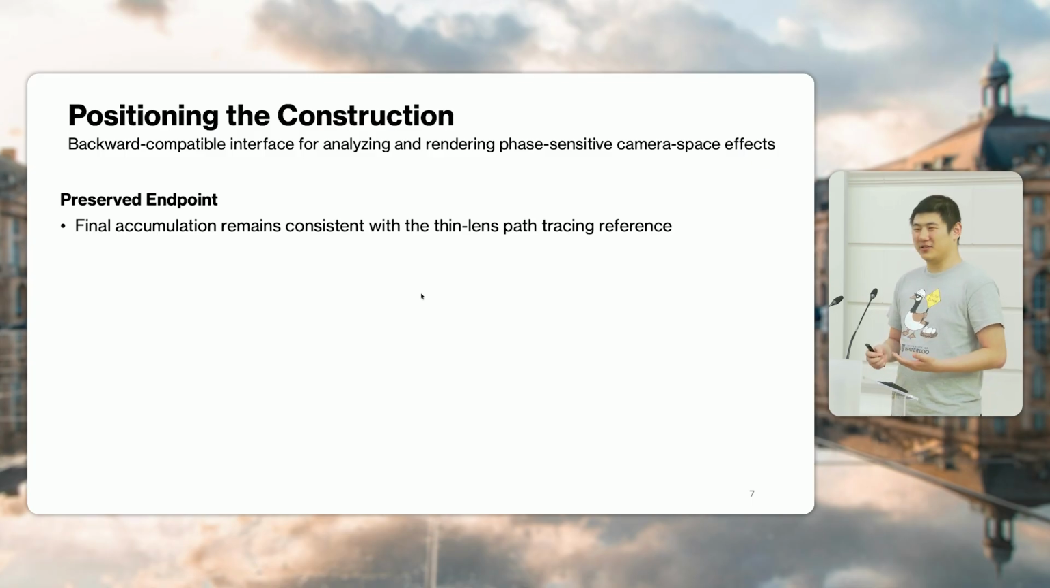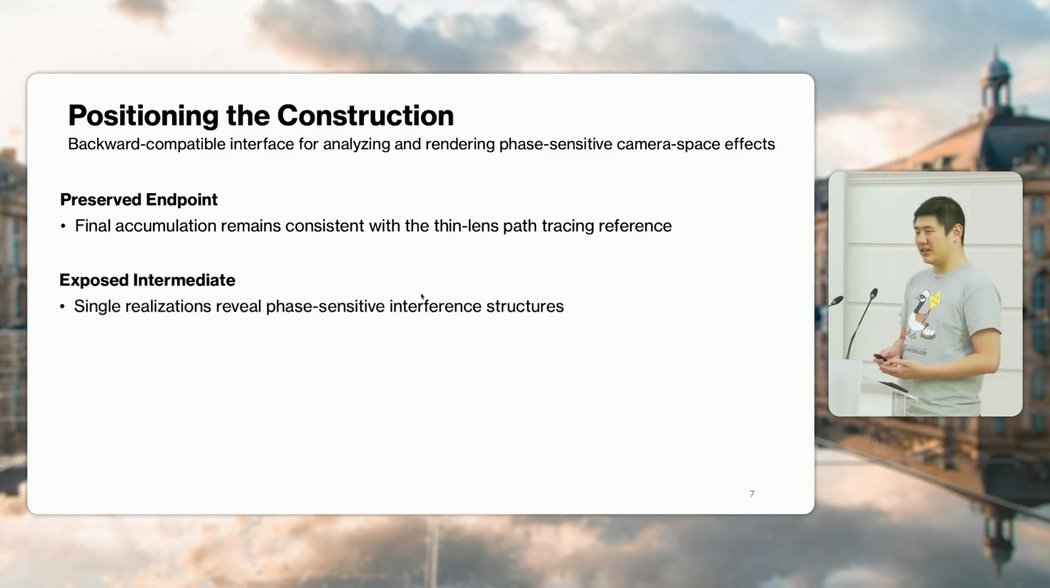First, we preserve the endpoint. I just showed that our accumulated result still matches the path tracing reference. It's not the end of the research, but it is the start of the research. Our result only has meaning based on that. And second, we expose the intermediates.